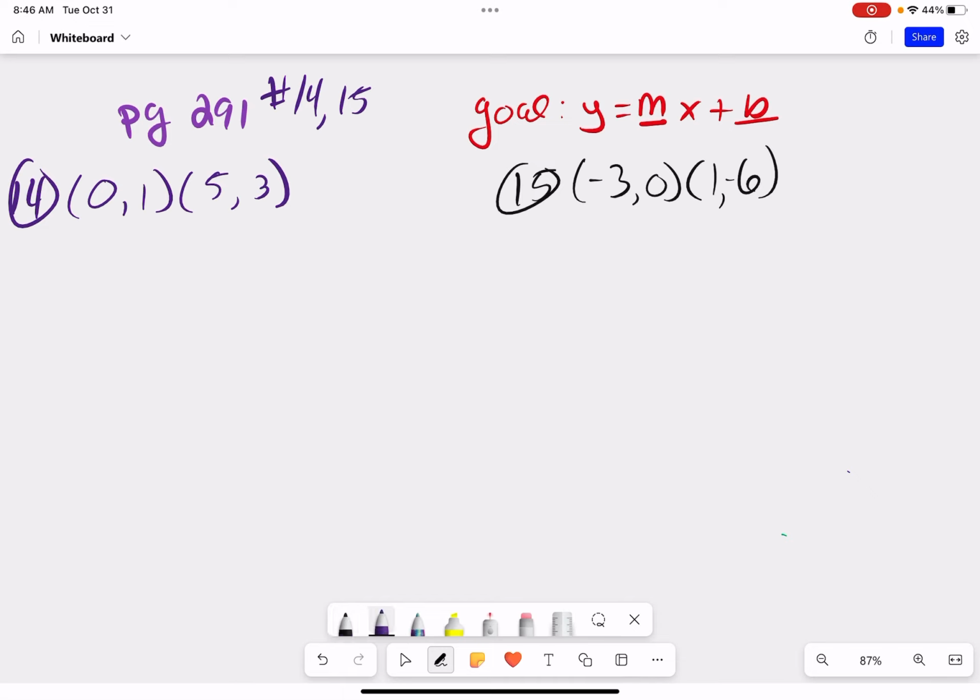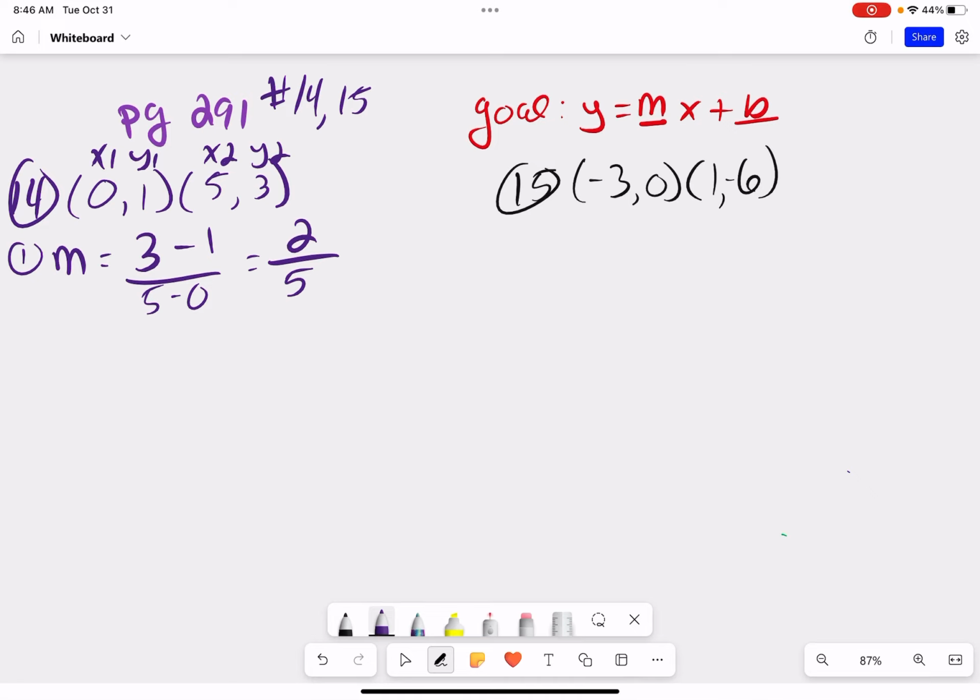So step number 1 here is solve for slope. So x1, y1, x2, y2. So step number 1, solve for slope. So I'm going to go ahead and plug that in. We got 3 minus 1 over 5 minus 0. 3 minus 1 is 2. 2 over 5 minus 0 is 5. And 2 over 5 does not reduce.